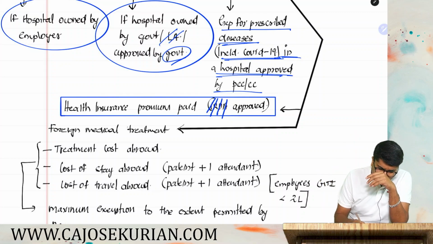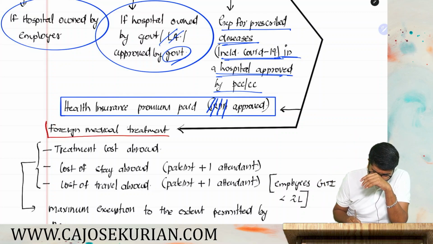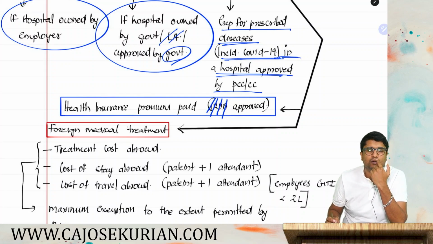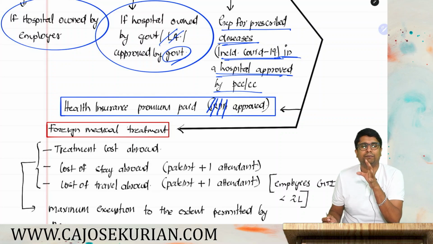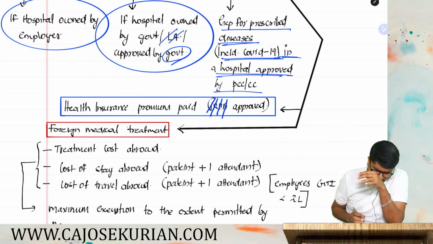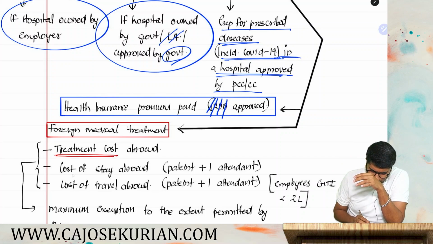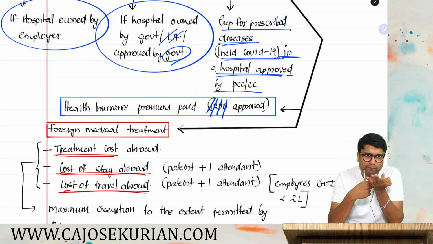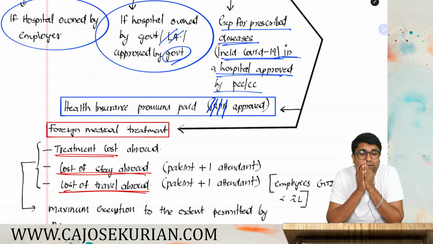Then, what is the final point? There is foreign medical treatment. That simply means the employee is planning to undergo treatment in a foreign country. He doesn't want the treatment in India. He is planning to go abroad and to complete his treatment. In such a case, treatment cost will come. Then cost of stay abroad will come and cost of travel also will come. The entire treatment cost, cost of stay abroad and traveling cost, everything is sponsored by the employer.